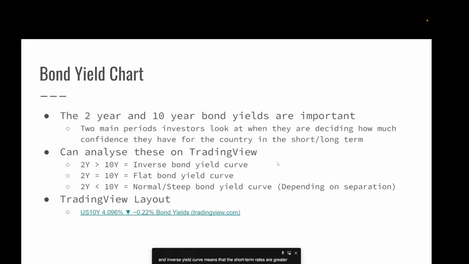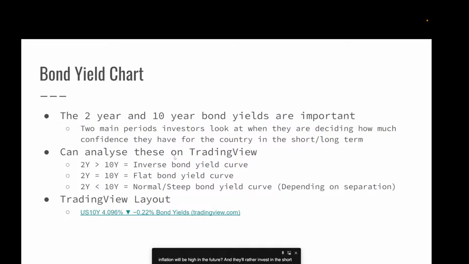How to analyze the bond yield? The 2-year and the 10-year bond yields are basically the most important, because these are the two main periods investors look at when they're deciding how much confidence they have for the country in the short or long term. Should they be investing in the long term? Do they think the inflation is low, or do they think the inflation will be high in the future and they'll rather invest in the short term?